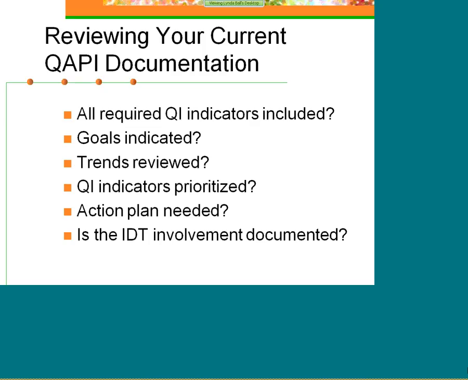Now, you want to review your current QAPI documentation. You need to make sure, are all the required QI indicators included? Because there are certain ones that CMS says you need to look at. Do you have goals set for all of the QAPIs that you're doing? And is somebody reviewing those trends? The same person doesn't have to be in charge of multiple projects. As a matter of fact, you should have different people in charge of different ones. That way you can spread the learning process around, so there's lots of people who get a good understanding of how to do QAPI.